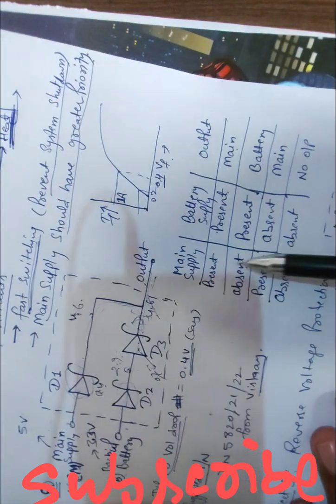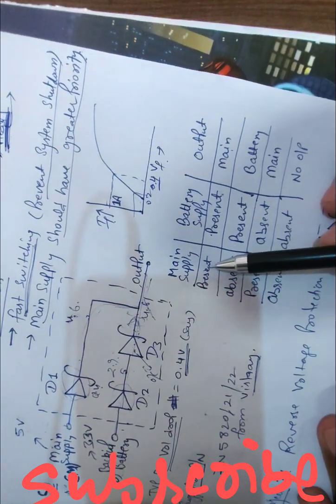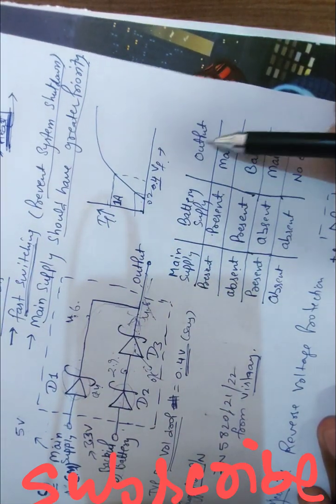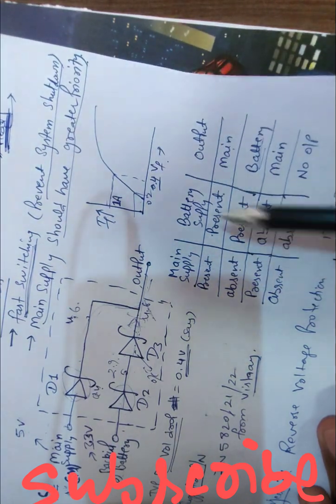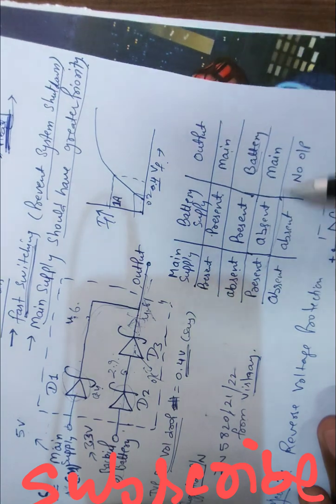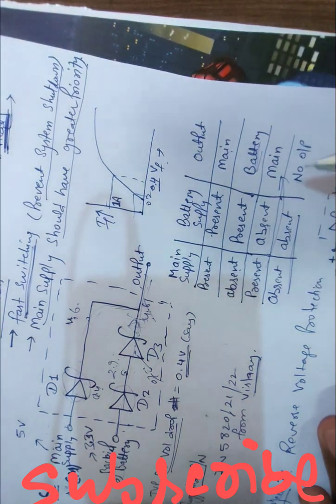Okay, so this is the truth table. When the main supply is present and the battery supply is present, the output is the main. If main is absent, the output is the battery. If main is present and battery is absent, then also the output is the main. If both are absent, go and switch on the supply. There is no output.